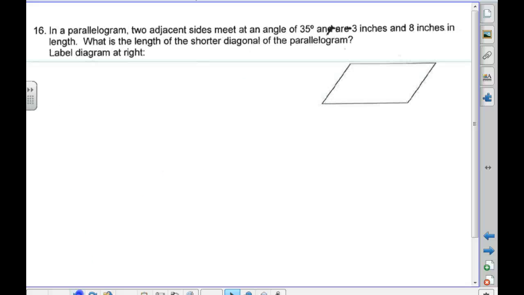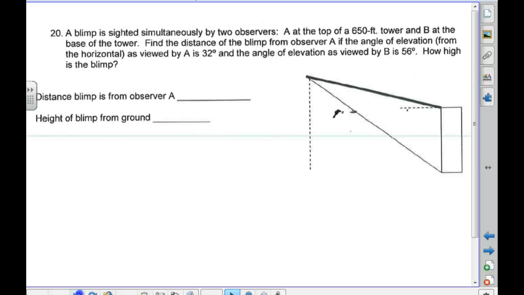All right. I'm on number 20. A blimp is sighted simultaneously by two observers, so our blimp is up here, okay? What blimp should it be? Does ESPN have a blimp? We'll call it the ESPN blimp. One with the yellow letters or blue?